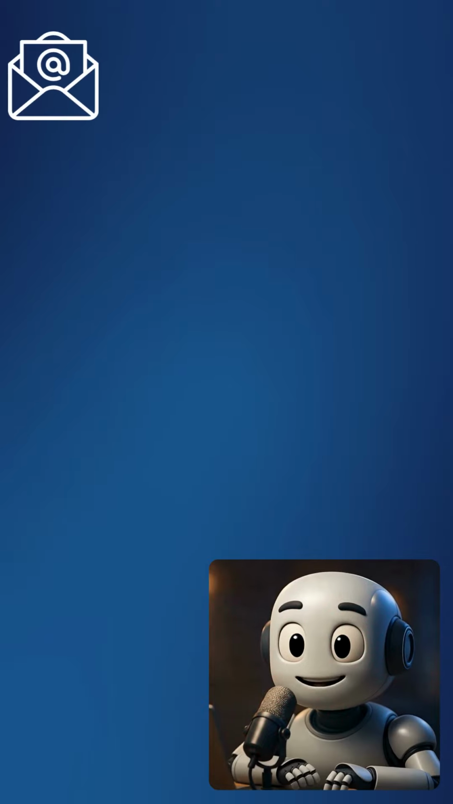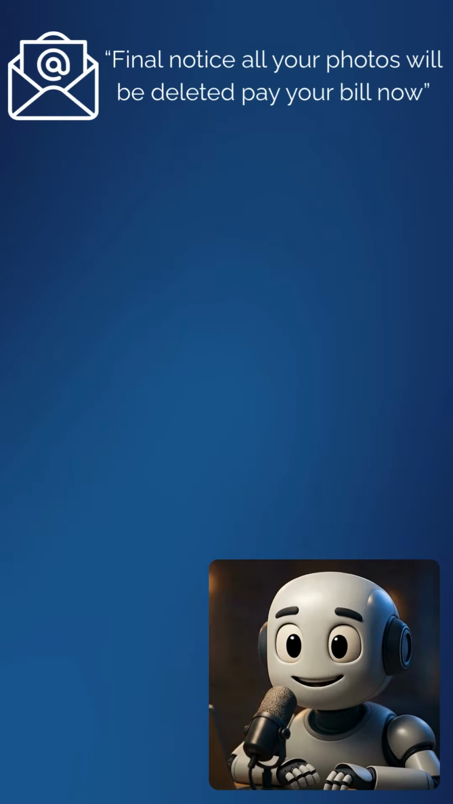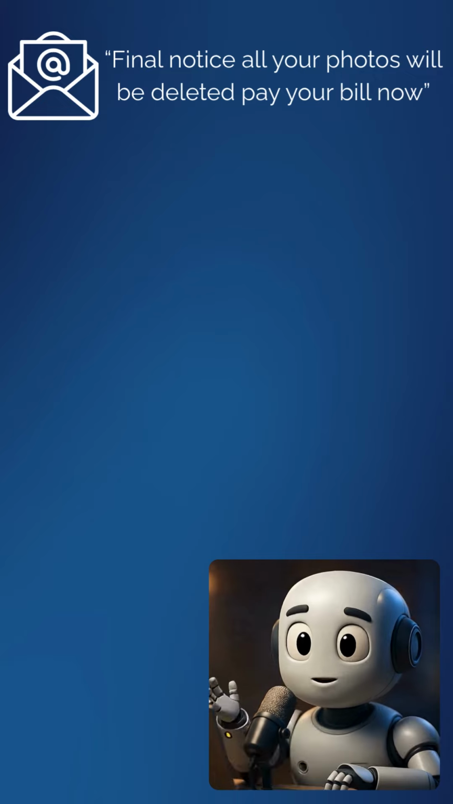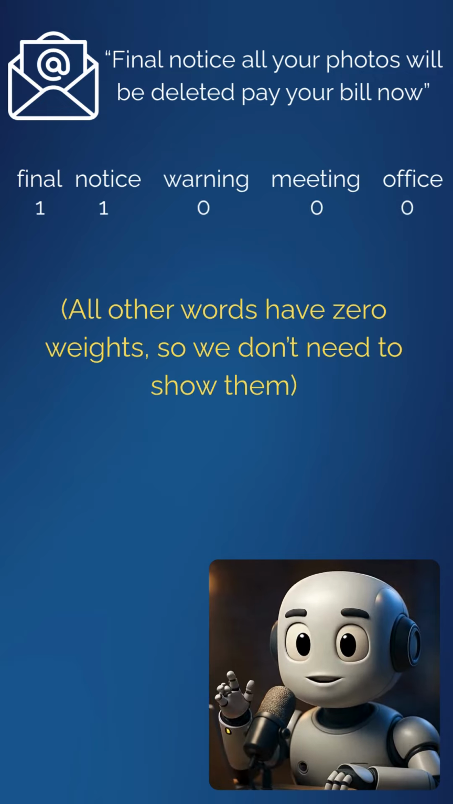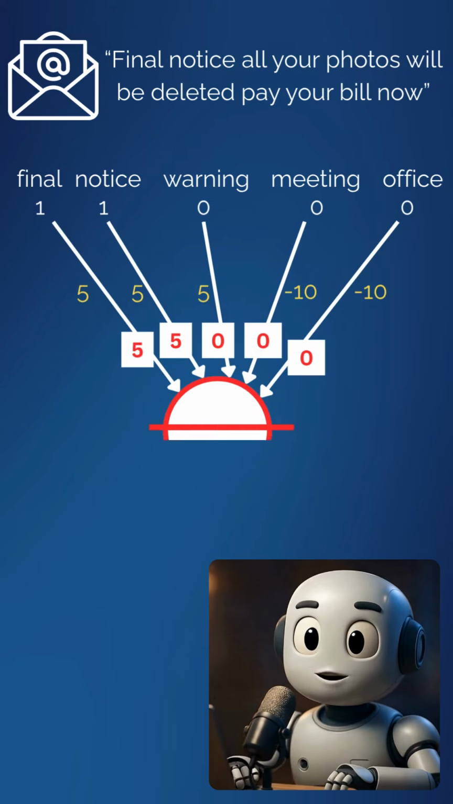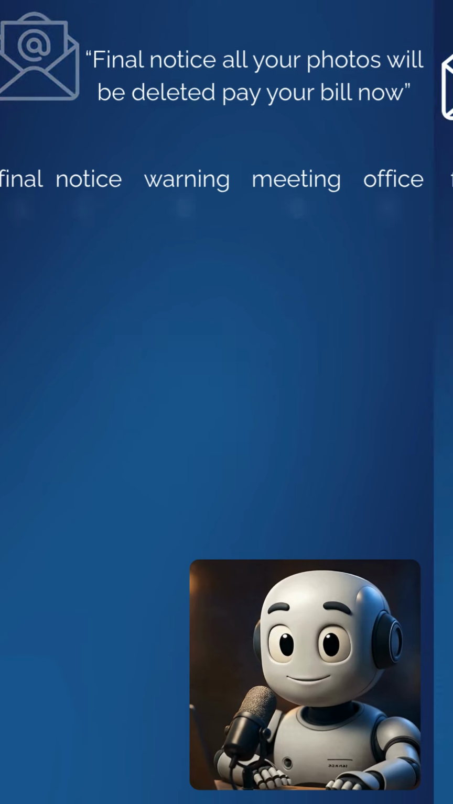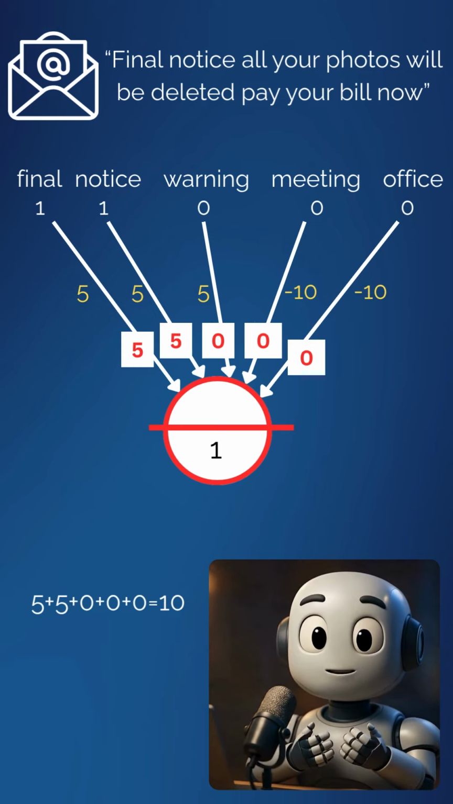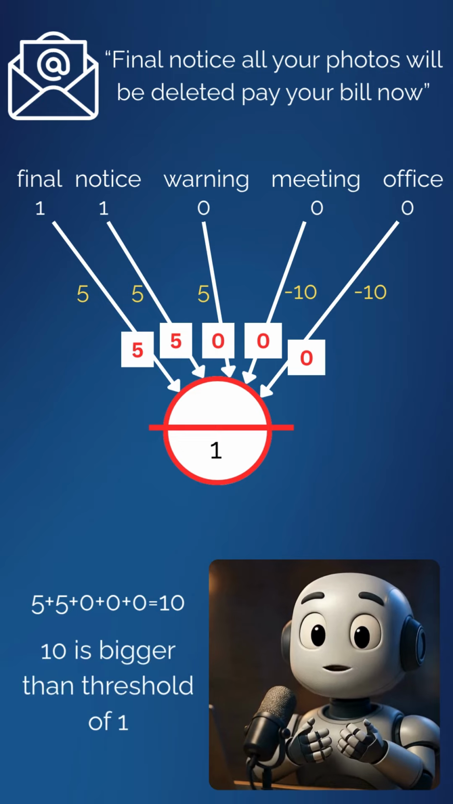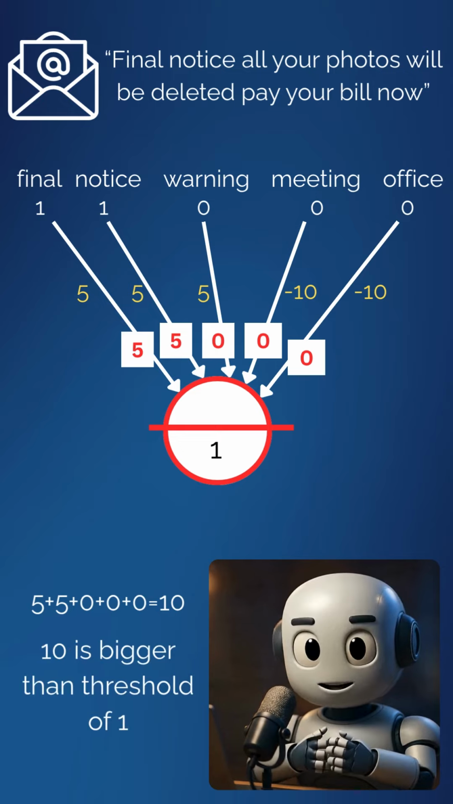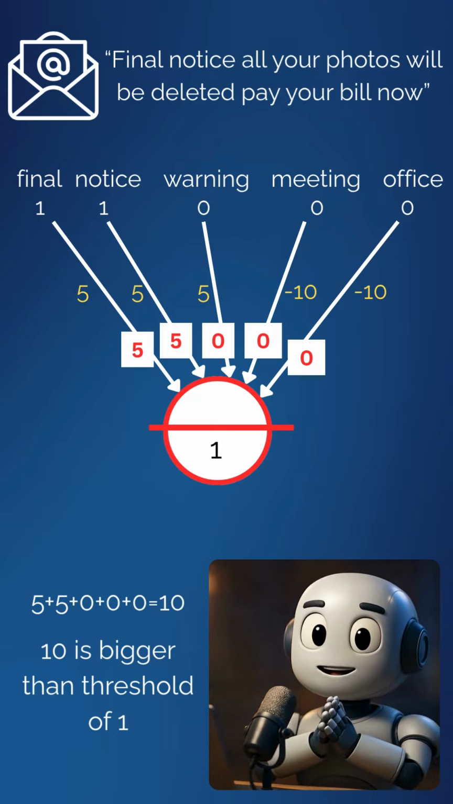Now a new email comes in. It might say, final notice, or your photos will be deleted. Pay your bill now. We count the number of times each word occurs and put that into our neuron by multiplying all those counts by the weights. Remember, most weights are 0. The sum of those weighted inputs is 10. 10 is bigger than our threshold 1, so our neuron fires and we say that this email is spam.